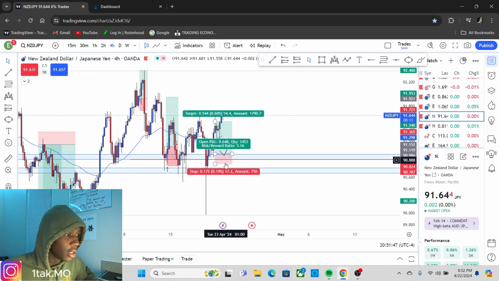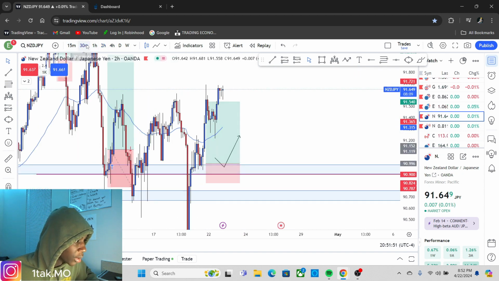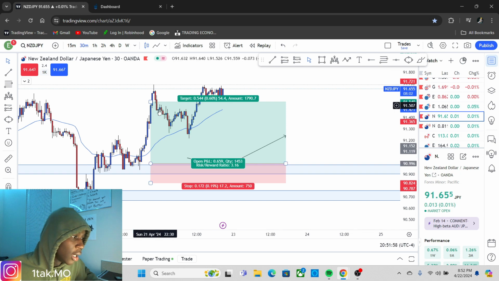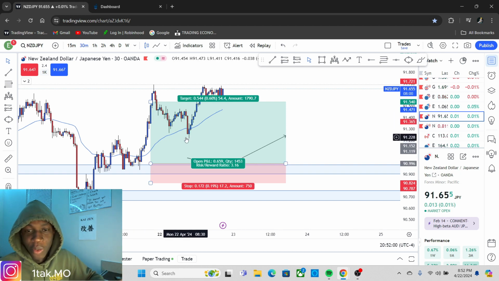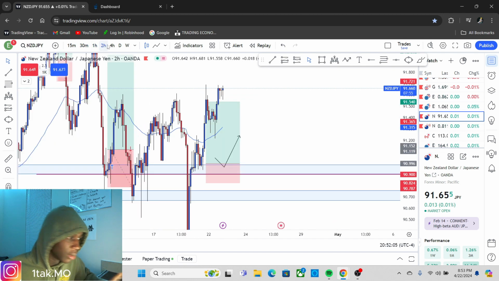NZD JPY, literally, it did wick out right here, but this was all from last week. I was waiting for it yesterday to come back against resets before going back. It didn't. It just kept going from last week. So if I had taken this trade at 1 to 3, I literally would have reached my goal. But it wasn't out there. It didn't do what I wanted it to do. I didn't take the trade. Gotta stay disciplined.